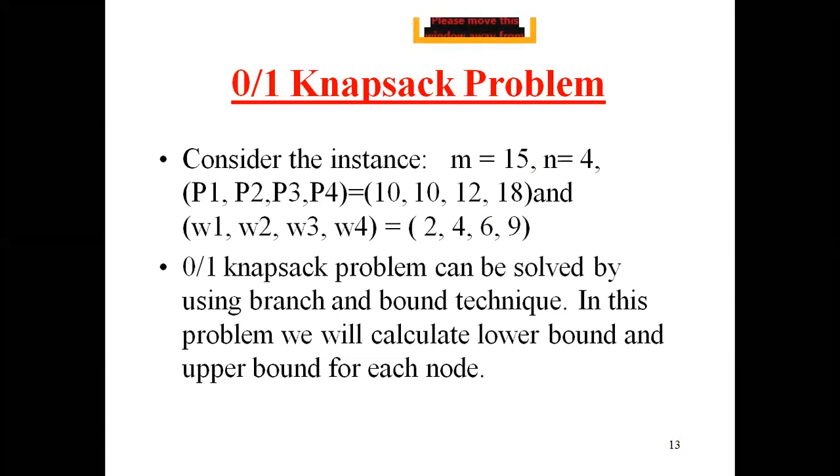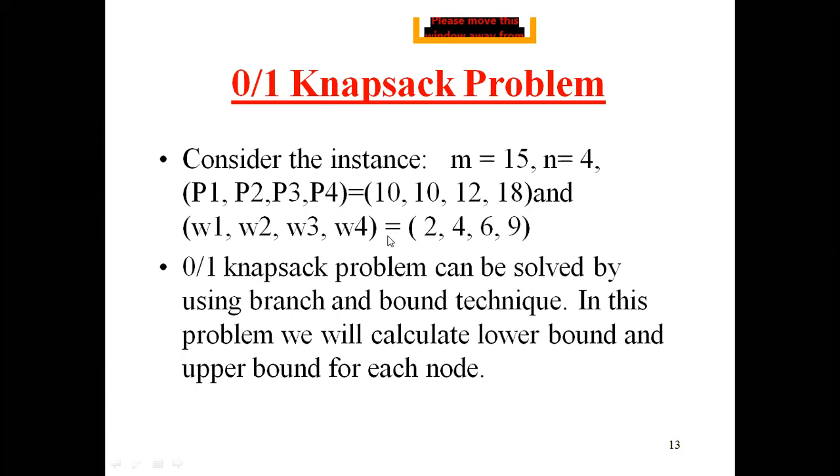Okay, number of objects are 4. Now P1, P2, P3, P4. What are P1, P2, P3, P4? Those are the profits. 10 when you consider the first item, 10 when you consider the second item, 12 is the profit for the third item, 18 is the profit for the fourth item.